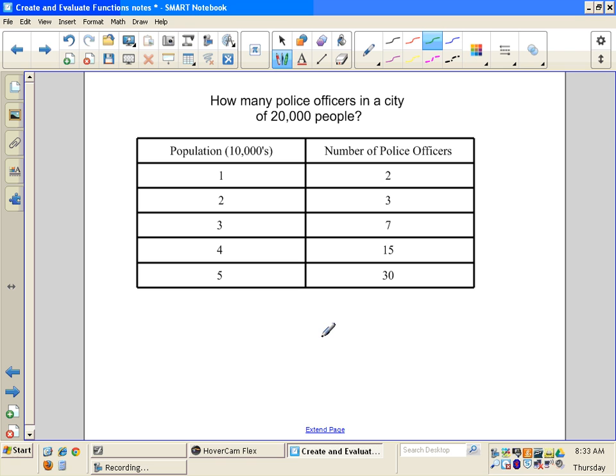And one more, I think, here. How many police officers in a city of 20,000 people? So it looks like we can find a function by looking at the pattern here. That's only adding 1, that's adding 4, that's adding 6, that's adding 15.